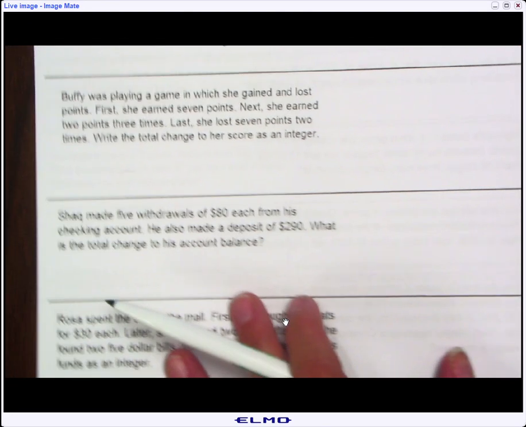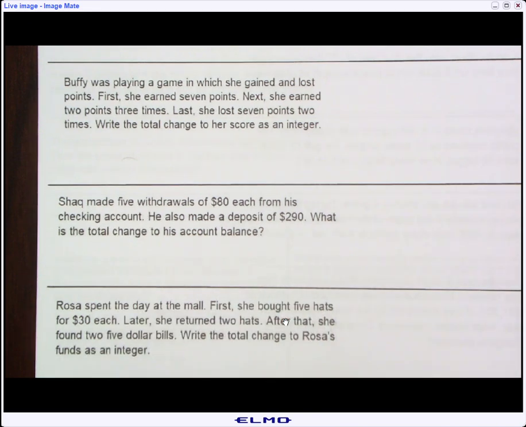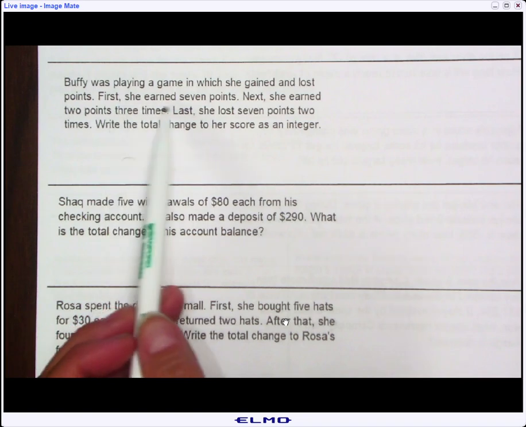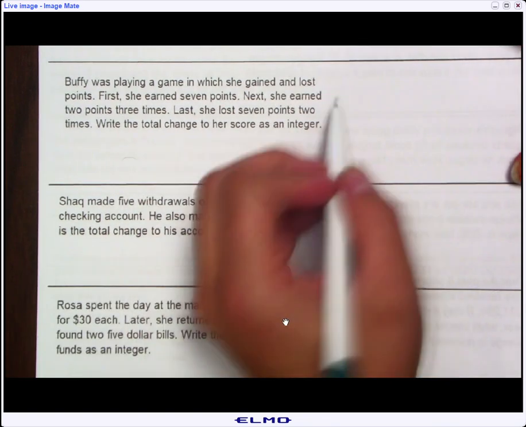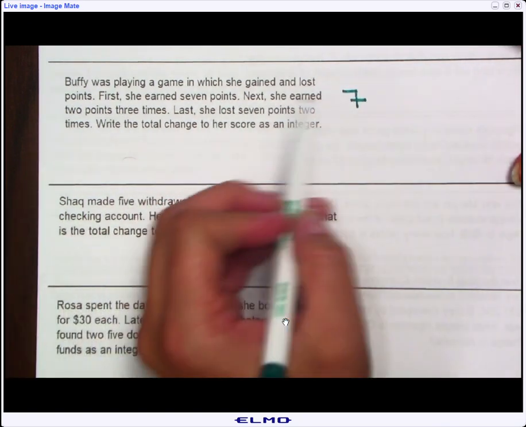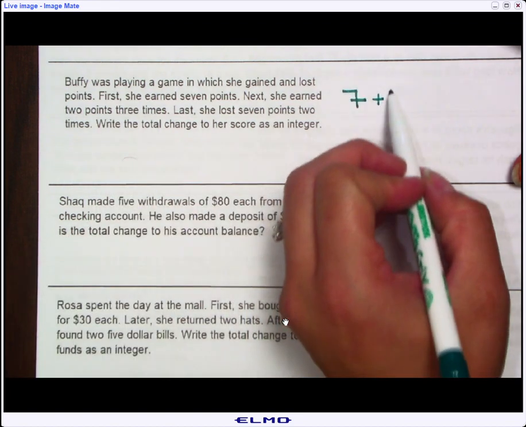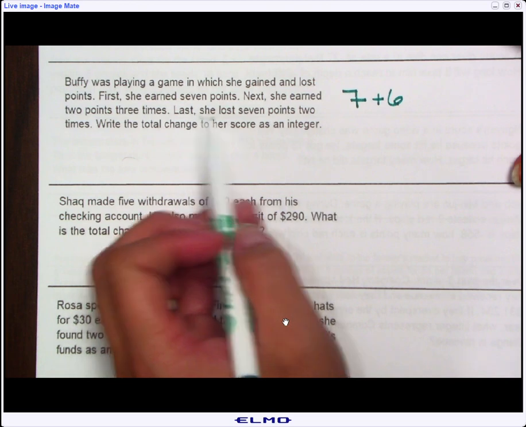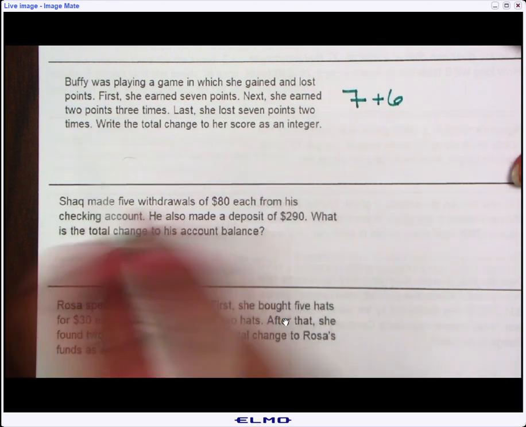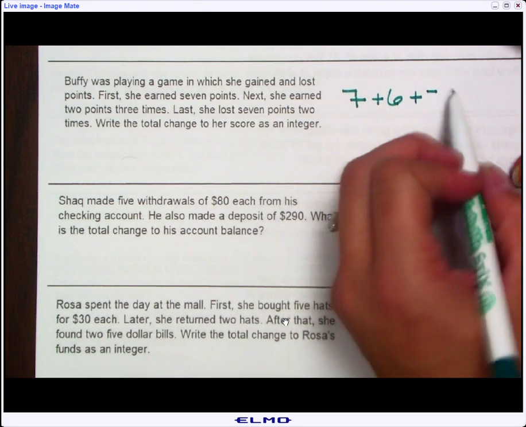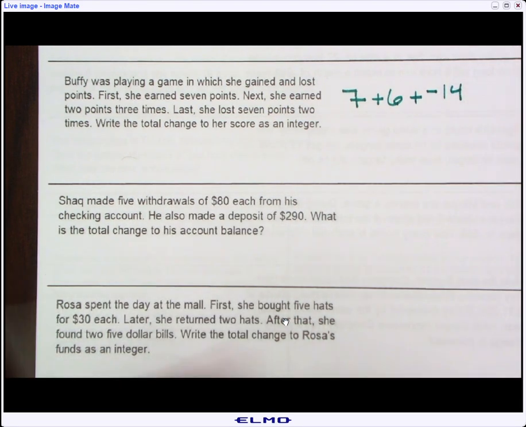So the next problem, Buffy was playing a game in which she gained and lost points. First, she earned 7 points. So, okay, I'm just going to write that. She earned 7. Next, she earned 2 points 3 times. So 2 points 3 times, that's 6 points total. Last, she lost 7 points 2 times. All right, so then that means that she lost 7 points 2 times, 14 points. So this is the game situation.